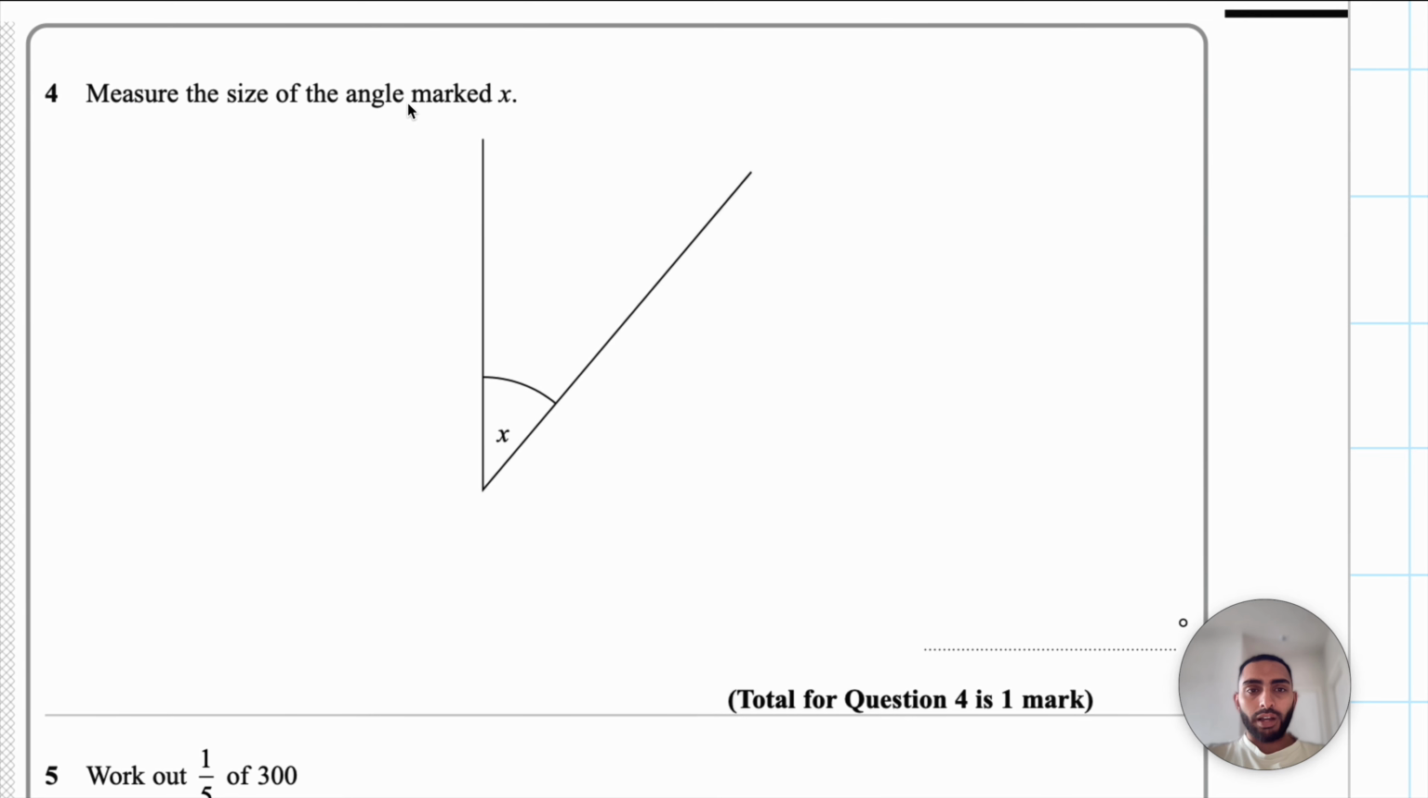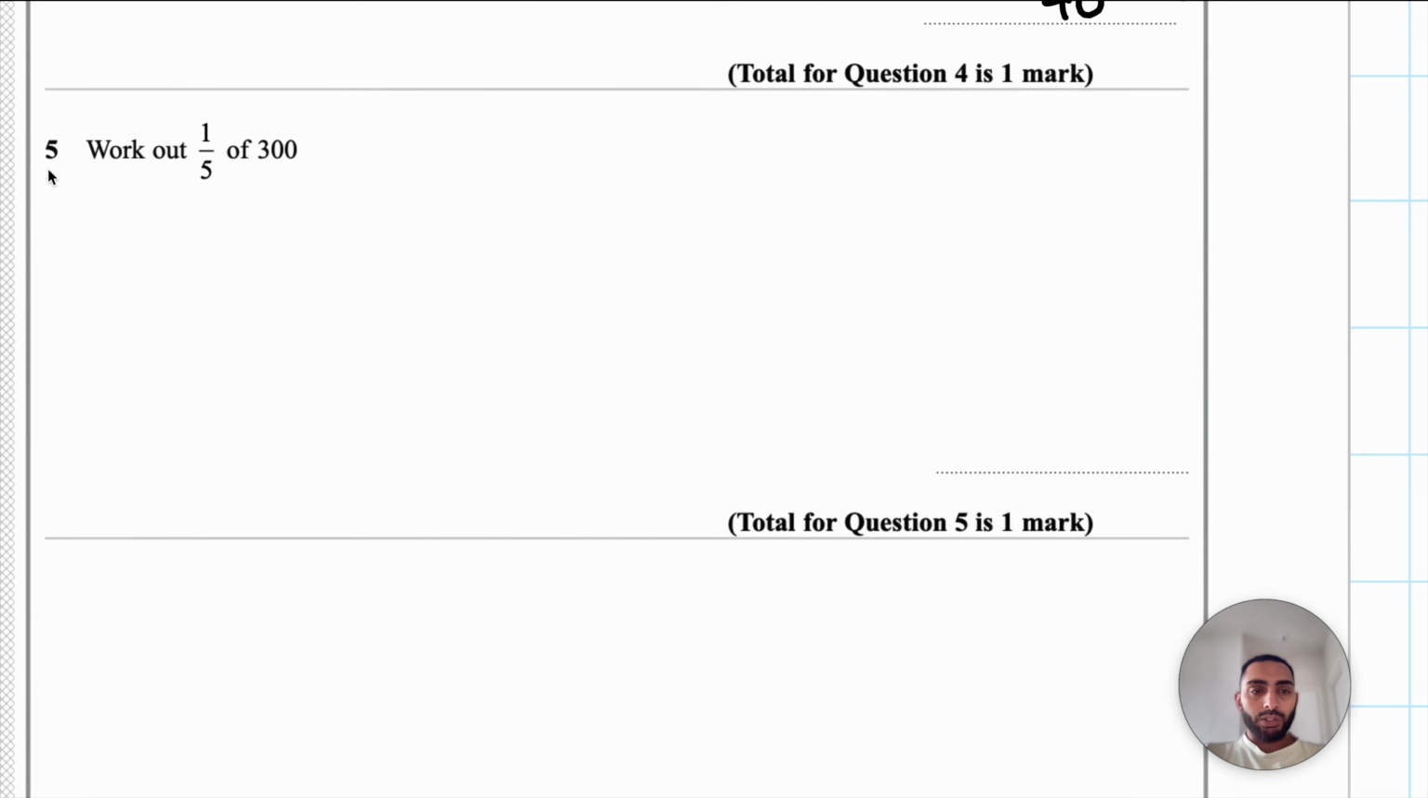Question 4. Measure the size of this angle marked x. So you measure this. It's an angle less than 90 degrees. It's an acute angle. You would measure it at 40 degrees, and you could have an answer between 38 and 42.